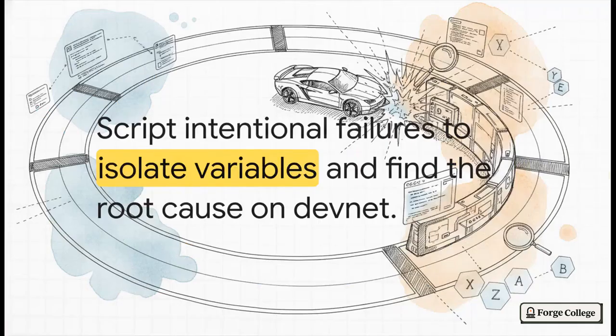wallet error. As you advance through the various programs and courses at Forge College, you're going to quickly find that scripting intentional failures is an absolute superpower. Deliberately crashing your car on a closed test track, like, say, intentionally artificially lowering your slippage tolerance on DevNet just to see what breaks, is quite literally the best way to make your production code bulletproof.